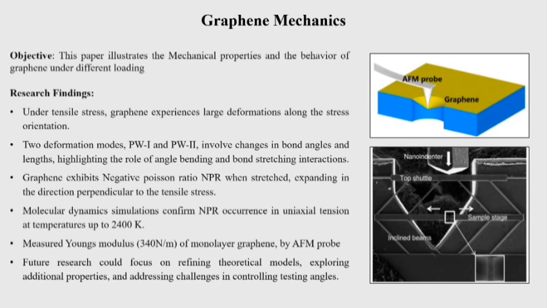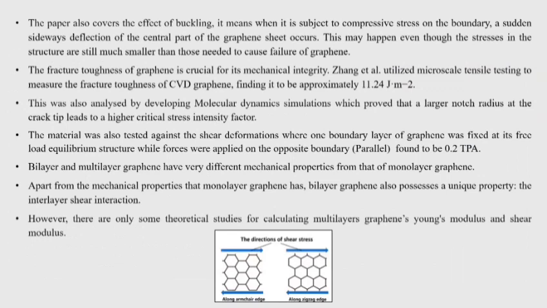And this paper also involves molecular dynamics simulation through which we were able to find the Young's modulus, which then came out to be 340 for monolayer. And it also considers loading effects of buckling. And in the buckling effect, we can see the sudden sideways deflection of the central part of a graphene sheet. And also fracture toughness and other kinds of tests were done through microscale tensile testing here.